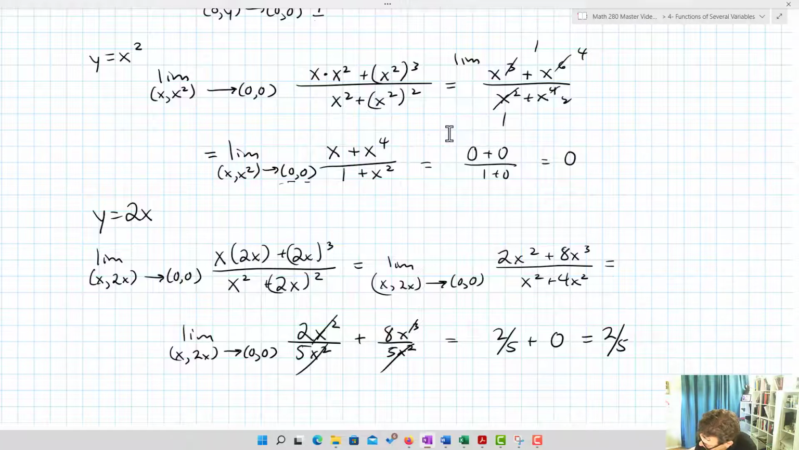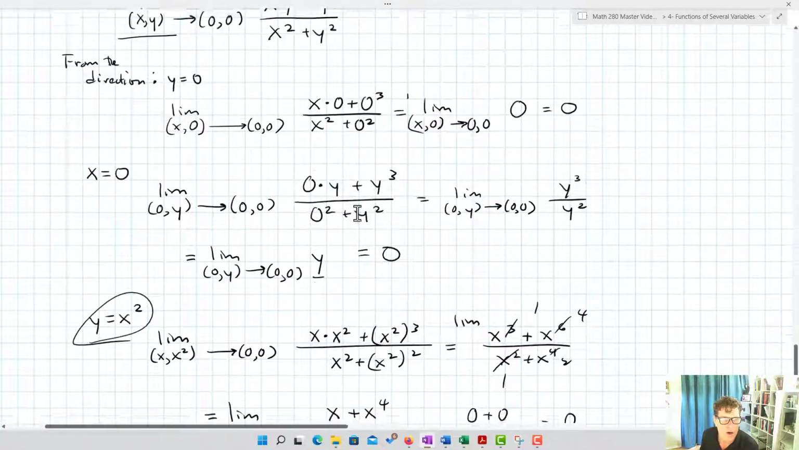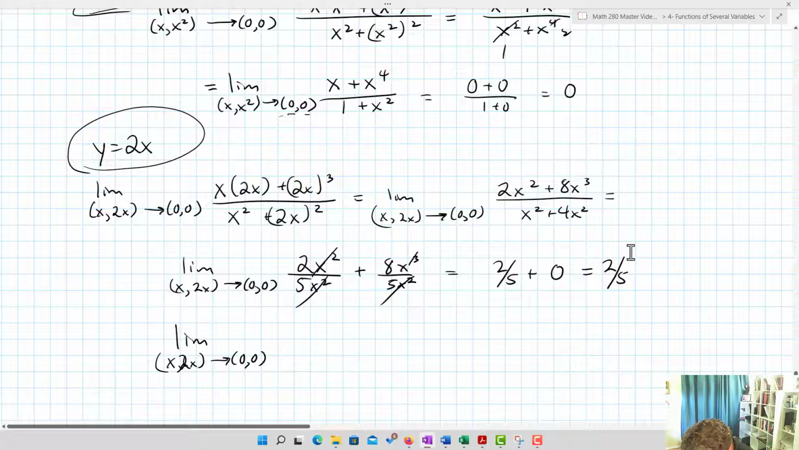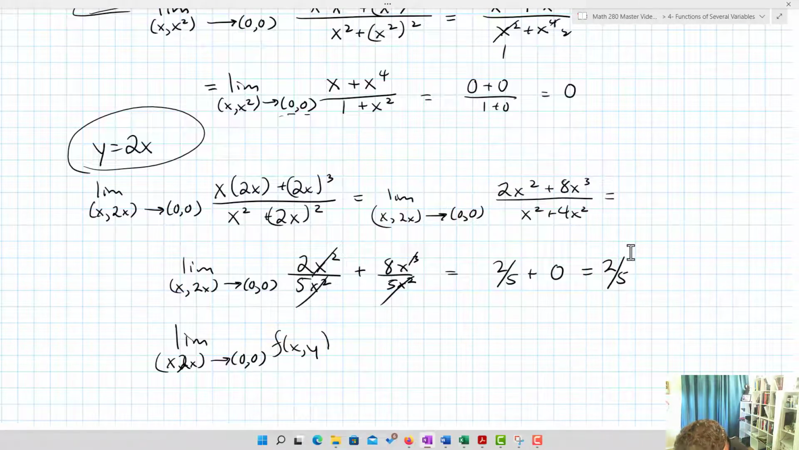Well, what we get here is that when we take the path y equals 2x versus the path y equals x squared, or y equals 0, or x equals 0, we end up with a different value for our limit. So the limit as (x, 2x) approaches (0, 0) of f(x, y) does not equal the limit as, say, (x, 0) approaches (0, 0) of f(x, y).